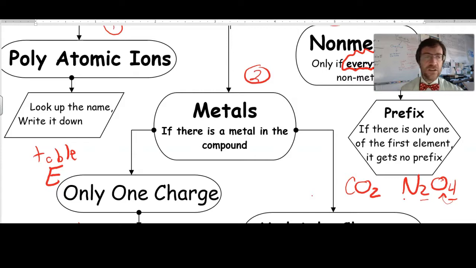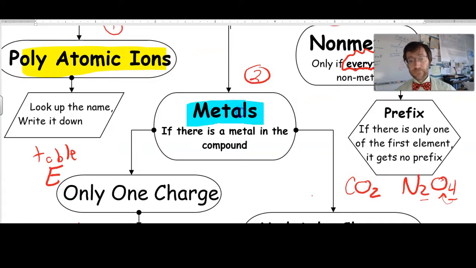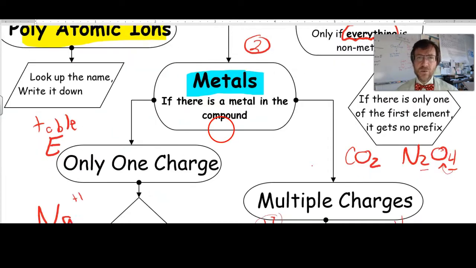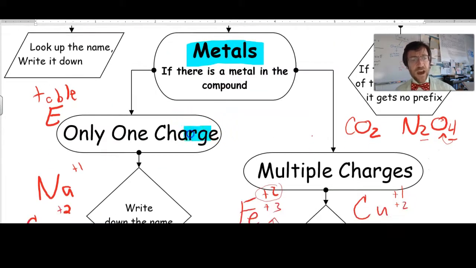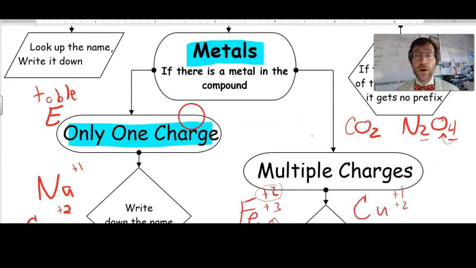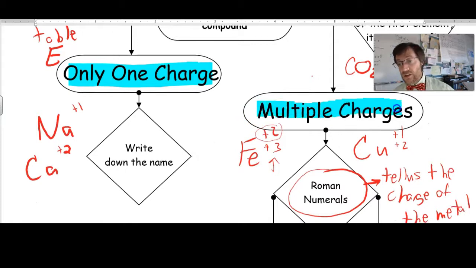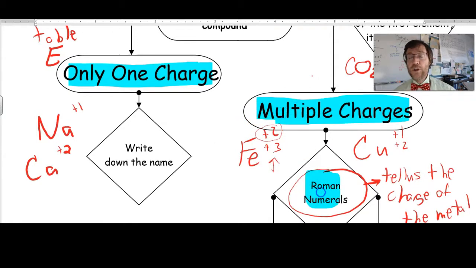Got it? So let's review. Polyatomic ion: if you have a polyatomic ion, you look it up, you write down the name. That's it, you're done. If you have a metal, there are two directions you can go. You have only one charge, and if there's only one charge, you write down the name. That's it. If there's multiple charges on the metal, you have to use Roman numerals to tell us what the charge is on that particular metal ion. That way we know which ion we're dealing with, right?